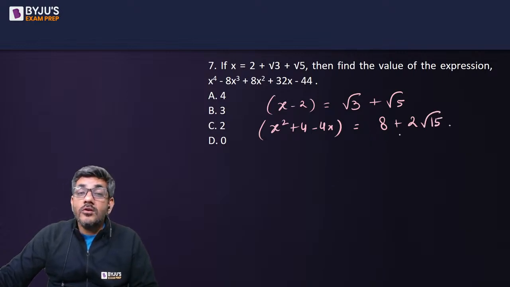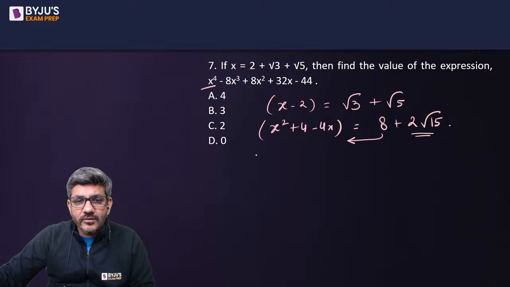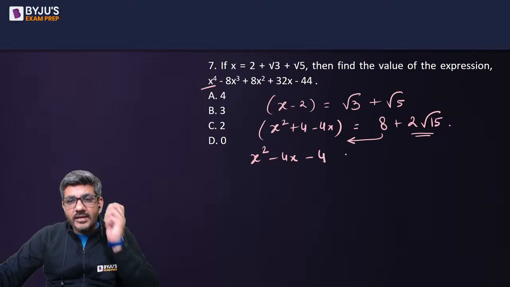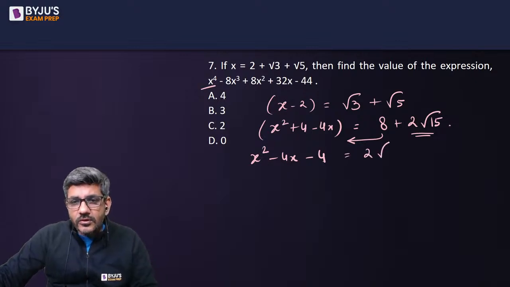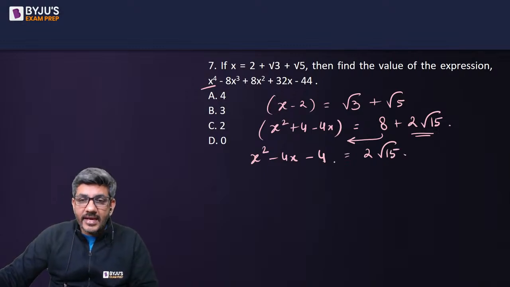Now, because I want to eliminate the root, let's do one thing. Take 8 on this side and again square it, because ultimately I am looking for x to the power 4. So I get x square minus 4x minus 4, because 4 minus 8 is minus 4. It is equal to 2 root 15. Once again, let's square it.